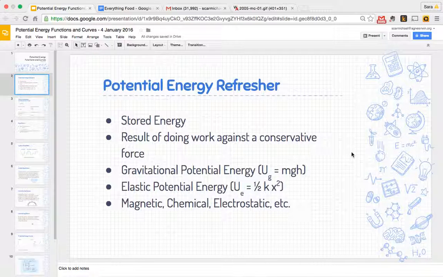But there are other conservative forces too: magnetic forces, electrostatic forces. Forces between atoms and molecules can be conservative forces. Those all result in different potential energies. But we've mostly focused on the first two. When we start to work with potential energy curves, though, we might see some examples of some of those other types of potential energy. But the nice thing is that we don't really have to worry about what the situation is that resulted in that particular potential energy graph. We just have to know how to deal with the graph. So we'll talk about that.